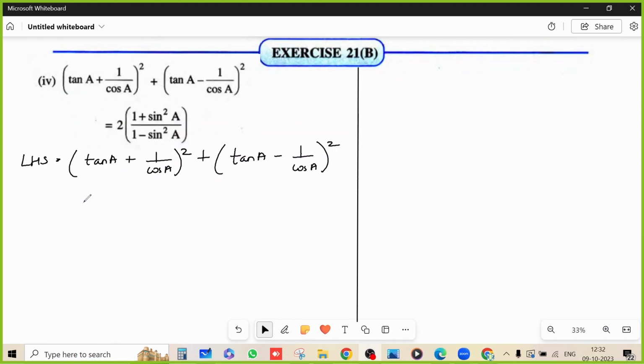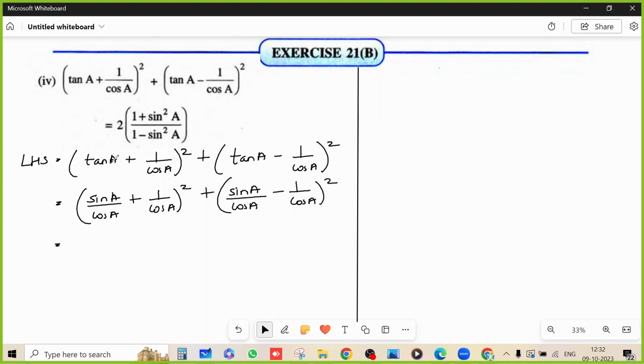In question number 4, the left hand side is given as tan A plus 1 divided by cos A whole square plus tan A minus 1 by cos A whole square. Now we can write tan A here in the form of sin A and cos A. This is because tan A is equal to sin A divided by cos A. Now we can write the numerator here as sin A plus 1 whole square, and the denominator will become cos square A. Similarly, the numerator here will become sin A minus 1 whole square, and the denominator will become cos square A.